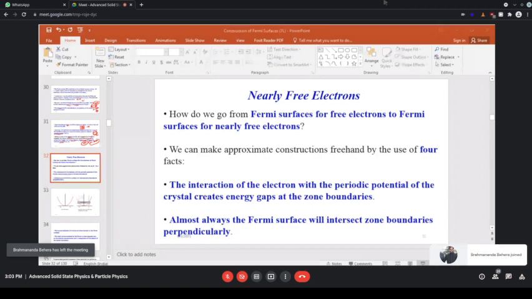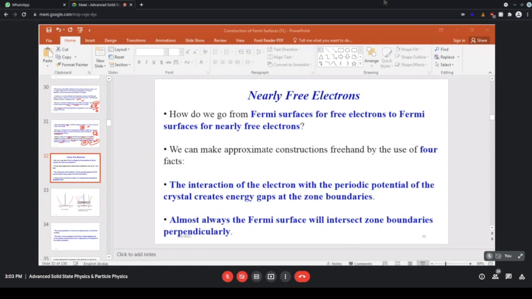But if there is electron lattice interaction, in that case we cannot say that V is equal to 0. It means that if we consider the Fermi surface for free electrons, we also have to consider what will be the Fermi surface for the nearly free electrons.